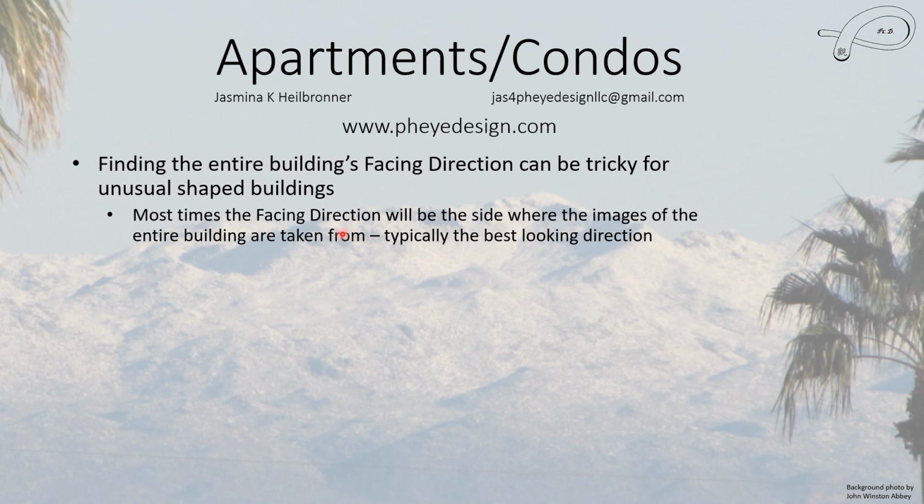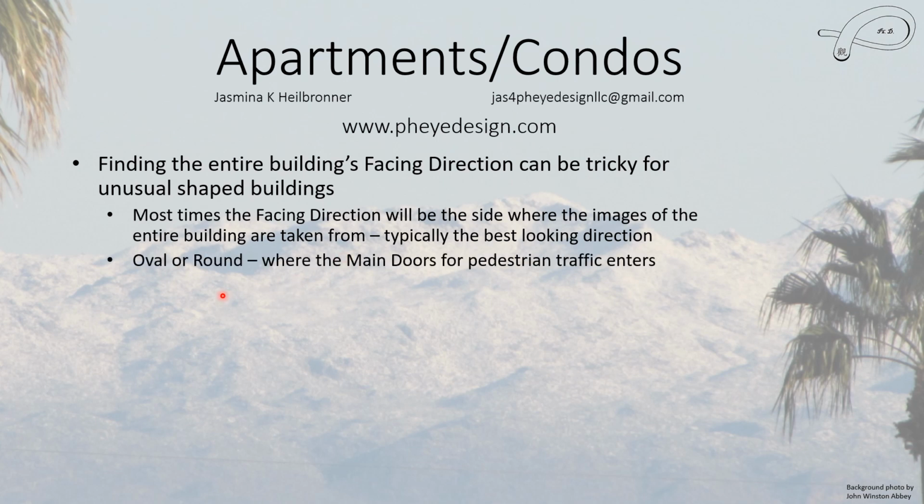Now, most times, the facing direction will be the side where basically images are taken from when you're advertising the building. So, for example, if the owner wants to rent out an apartment and he puts an ad on the internet and they show the building, the bigger side of the image that you see, because they often go from a corner, is usually the wall that will define the facing direction. And so the facing direction is 90 degrees to that wall. So it's typically the best looking direction, and that's why they use it when they take photos.